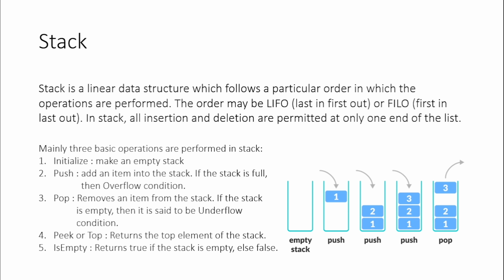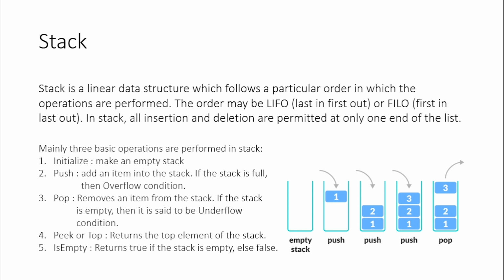Now mainly 3 basic operations are performed in a stack. The first one is initialize, which is making an empty stack. The second one is push, which is adding an item into the stack. If the stack is full, we have an overflow condition. Next, the method that we have is pop, which is removing an item from the stack. And if the stack is empty, then we have an underflow condition. The next method is peek or top, which returns the top element of the stack. And the last one is empty, which returns true if the stack is empty, otherwise it returns false.